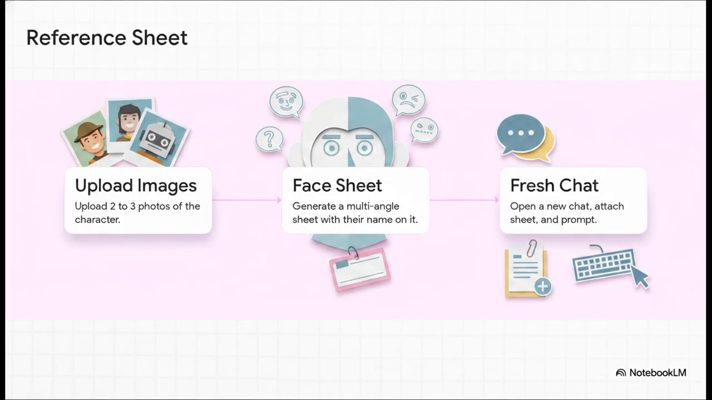So here is your exact, repeatable workflow. Step 1, upload 2 or 3 reference images of the character you want to create. Step 2, ask ChatGPT to generate a multi-angle face sheet, showing them from the front and the side. And crucially, have the AI visually write the character's name directly onto that generated image.